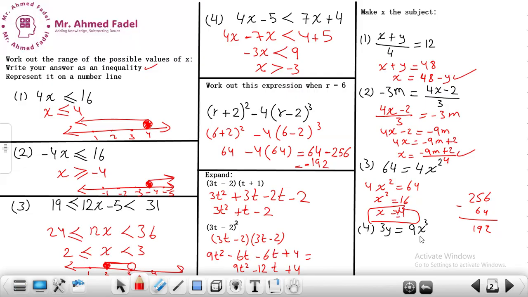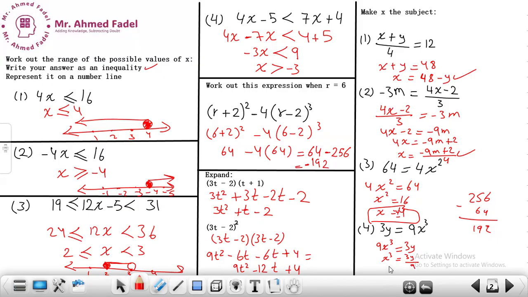3y equals 9x cubed. Switch. They want x to be the subject, to get it on the left side. I'm going to send the 9 there, division, because what is the last thing that happened to the x? First it got cubed, then it got multiplied by 9. So I'm going to send the last thing that happened, which is 9. You send it there, division. So x cubed equals 3y over 9.